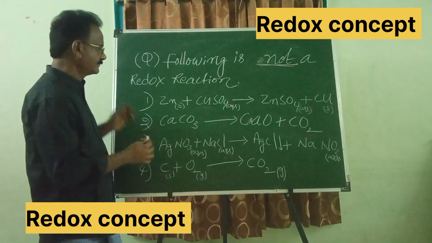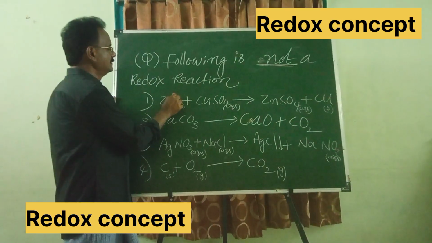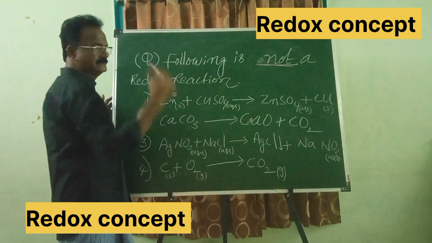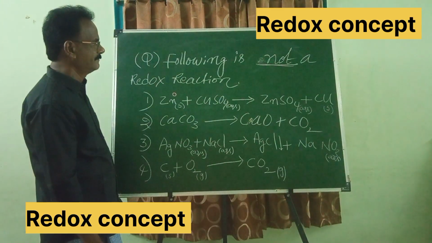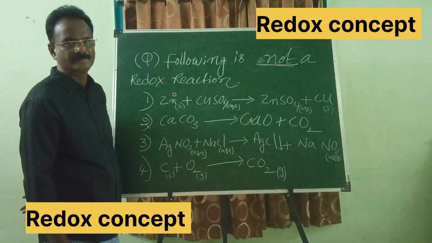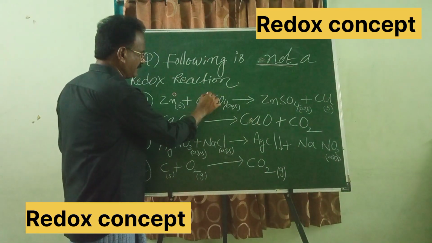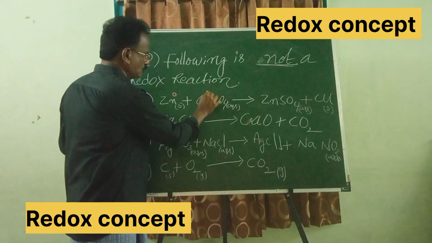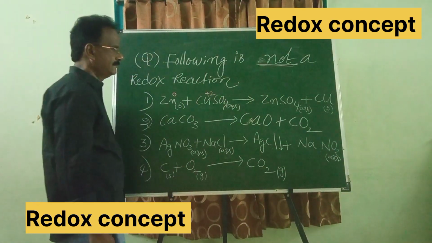So here, what is the oxidation state of zinc? 0, being it is in elemental state. Oxidation number of zinc is 0. Okay. What is the oxidation state of copper in copper sulfate? +2.